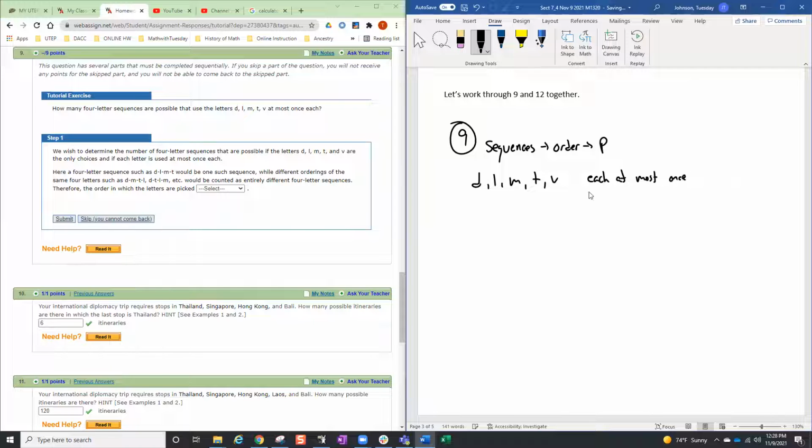Very important there. A 4-letter sequence such as DLMT would be one sequence, while different orderings of the same 4 letters, DMTL, DTLM, etc., would be counted as entirely different 4-letter sequences. So if I wanted to write down all possible 4-letter sequences with these 5 options, I want to know when I've listed them all. And these permutations allow us to check that. Different orderings of the same 4 letters.